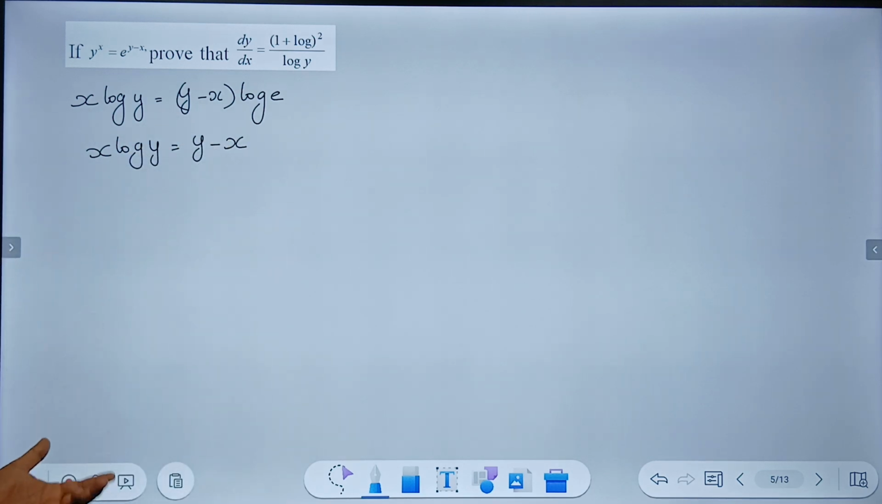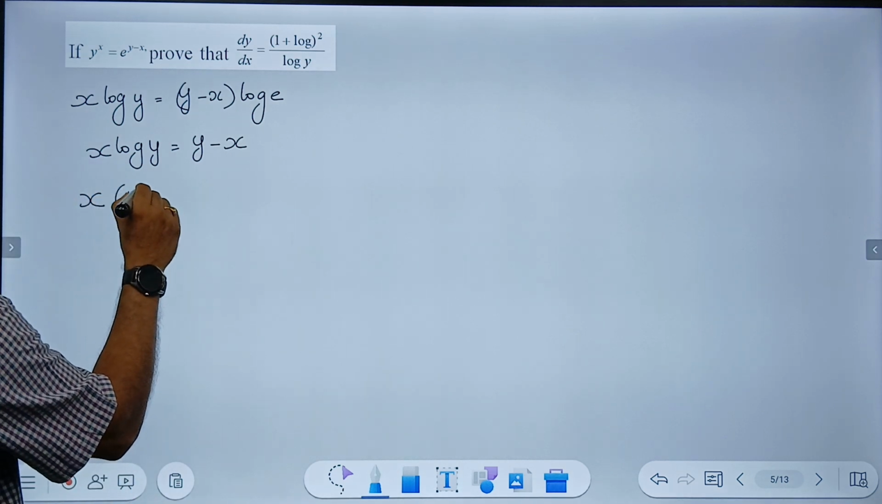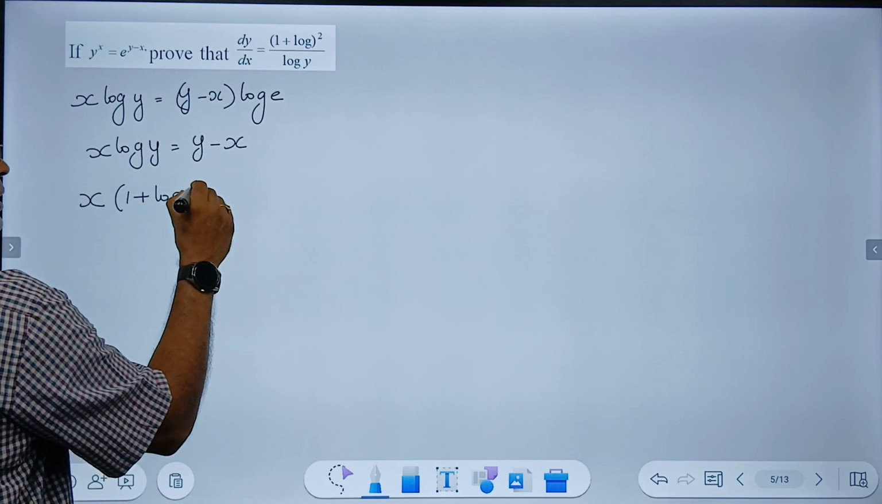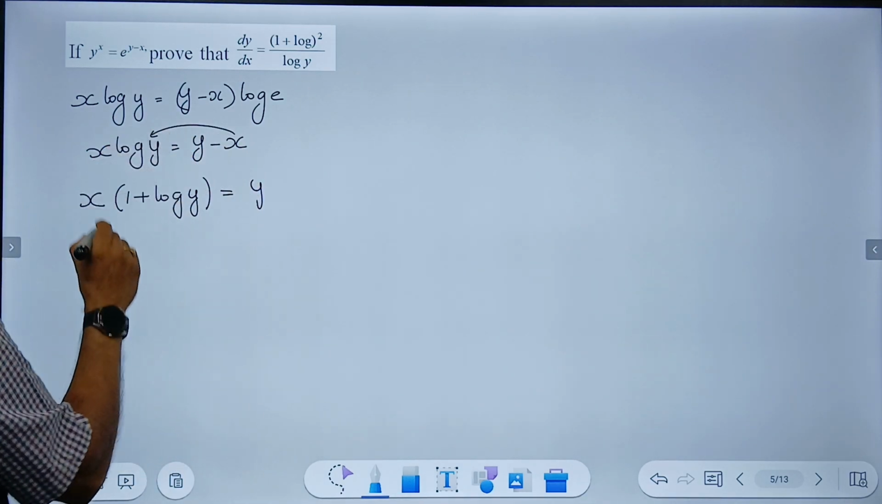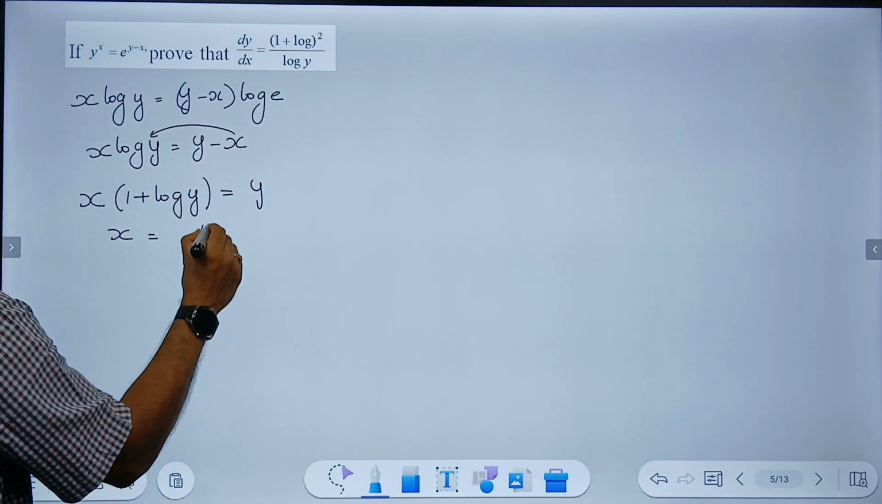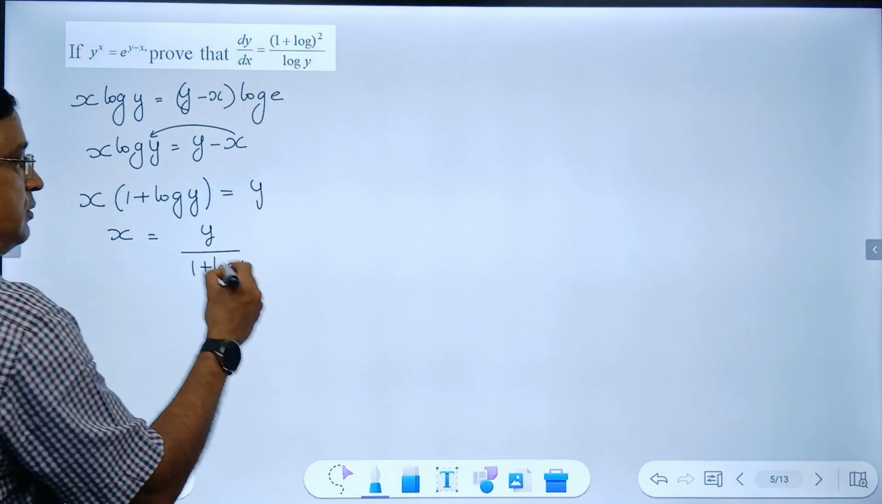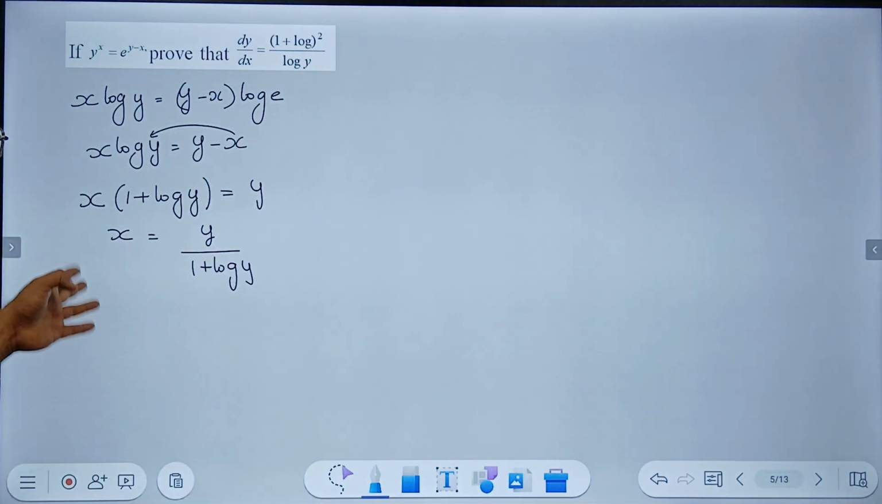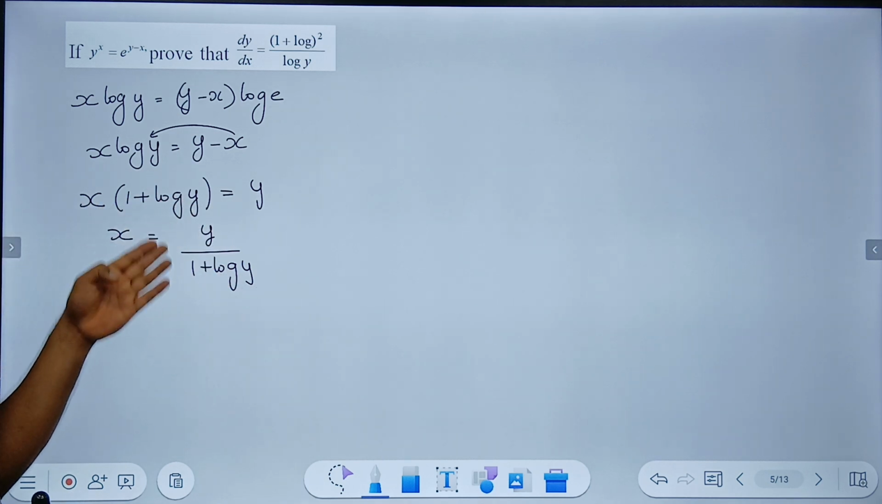Now as usual, I'll bring all the x terms together. x into 1 plus log y equal to y. I'm taking x that side. So what is x equal to? y by 1 plus log y. What is the difference? In the previous problem, I got y equal to x by 1 plus log x. Here I got x is equal to y by 1 plus log y.